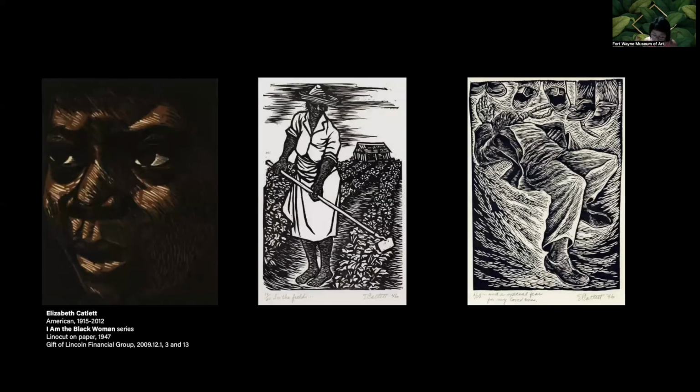These are 3 lino cuts from Elizabeth Catlett's I Am the Black Woman series that she created in Mexico in 1947. She worked with a printmaking collective committed to creating a social political art that would educate and engage the Mexican people. Lino cuts were an ideal medium since they were inexpensive to make and could be printed in mass quantities to reach a broad audience.